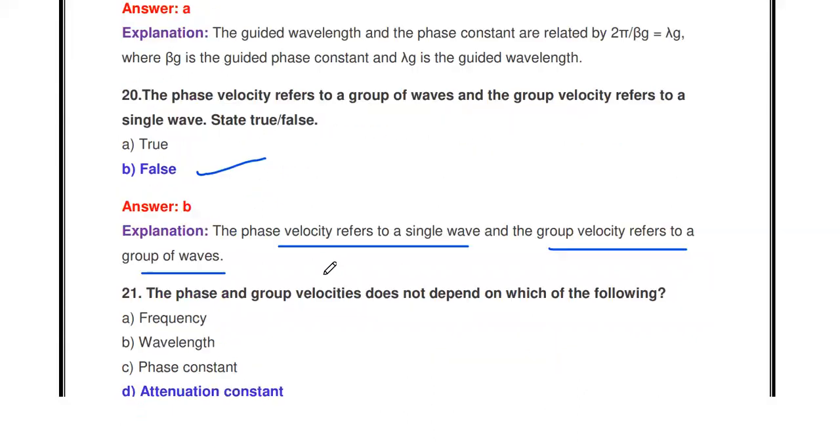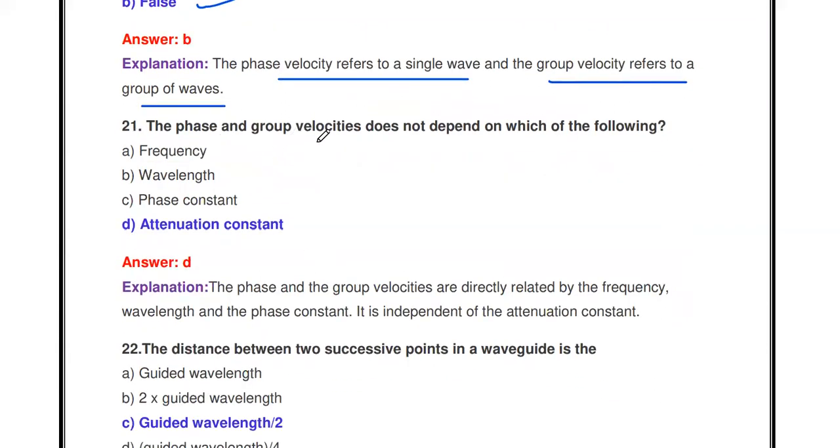The next thing, the phase and group velocity does not depend on which of the following: frequency, wavelength, phase constant, attenuation constant. Attenuation constant. The phase and group velocity are directly related to frequency, wavelength, phase constant. But it is independent of attenuation constant.